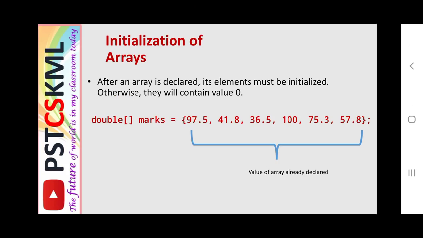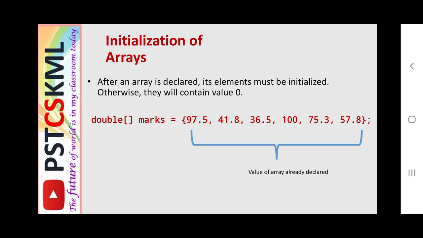Initialization of arrays. After an array is declared, its elements must be initialized. Otherwise, they will contain the value 0. That means when you declare the brackets, you must insert values into the array. So we have the array with the values. How many values are in this array?